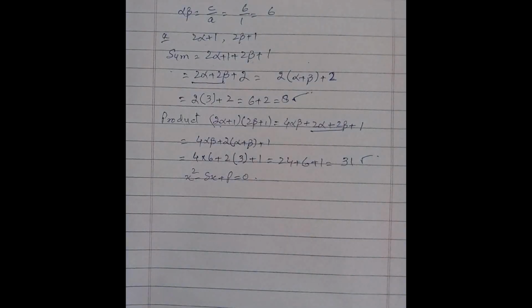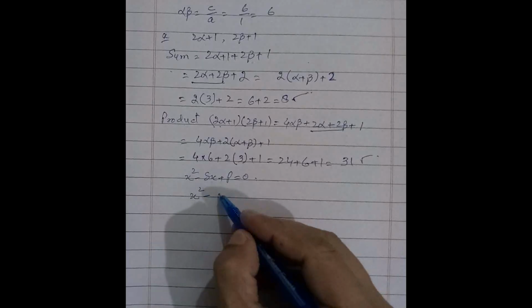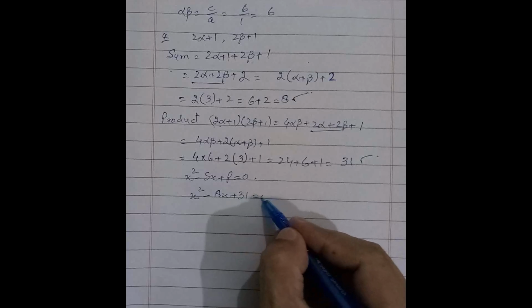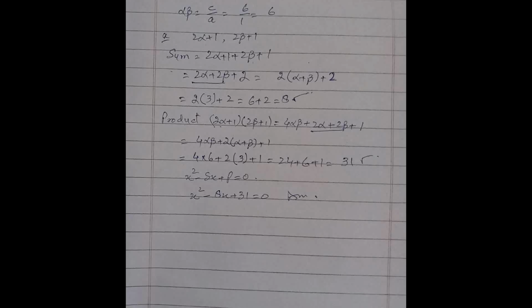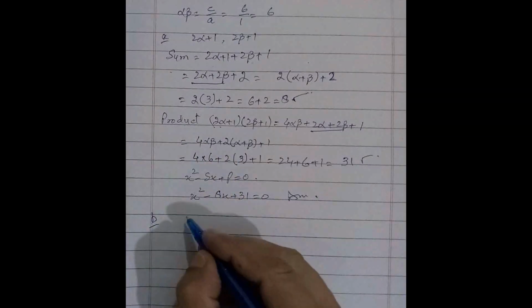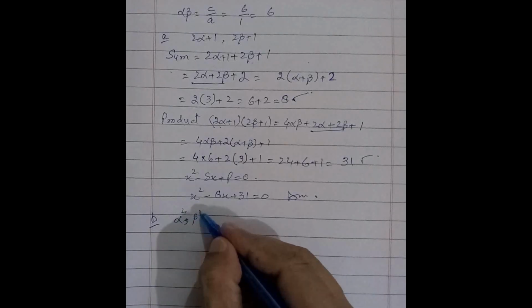Now we put the values of s and p, means sum and product, in this equation. We get x square minus 8x plus 31 is equal to 0. And it is the equation of the given roots. And the second part is the roots are alpha square and beta square.